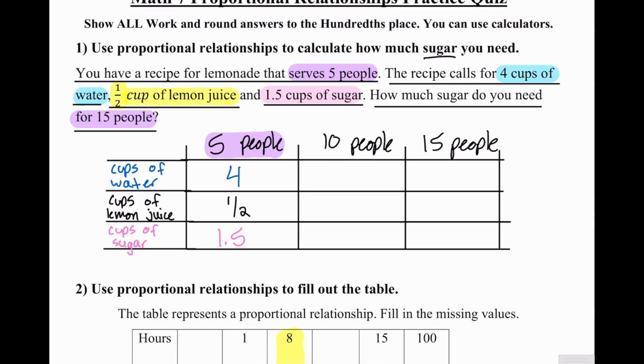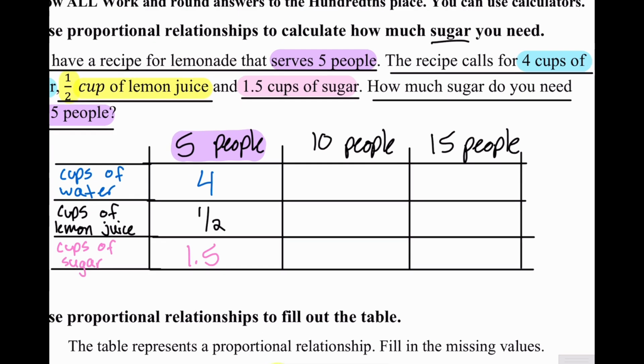The first thing I did was I created this table to organize all the information that I was given. So we have the cups of water, which is 4, the cups of lemon juice, which is 1/2, and the cups of sugar, which is 1.5. And this was all for 5 people. There's many ways to solve this. I'm showing you just one way.